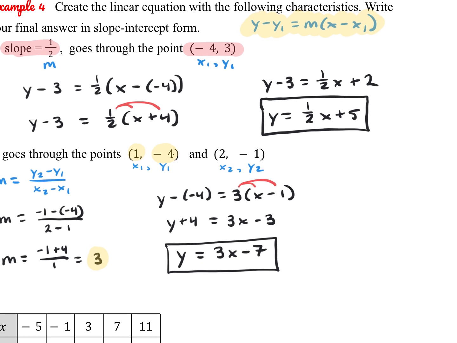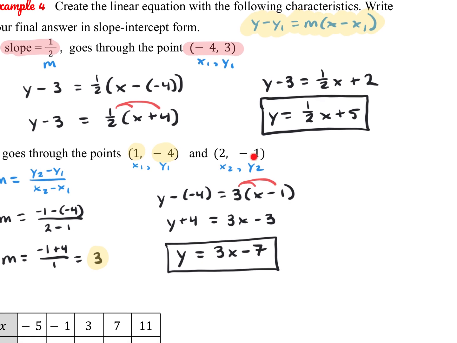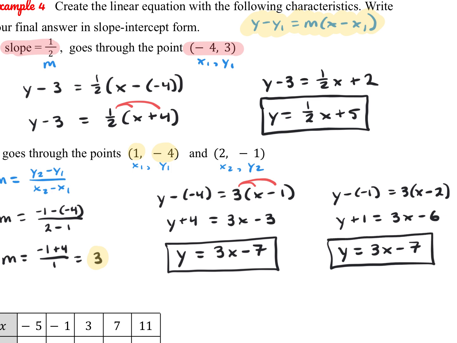And just to show you, if we use this other coordinate here, we do y minus -1 equals 3 times x minus 2. It gives us y plus 1 equals 3x minus 6. So y equals 3x minus 7. So if we rewrite it in slope-intercept form, you'll see that we get the same exact answer. So it doesn't matter which coordinate you use. As long as it's a point on the graph, it will get you to the right answer.